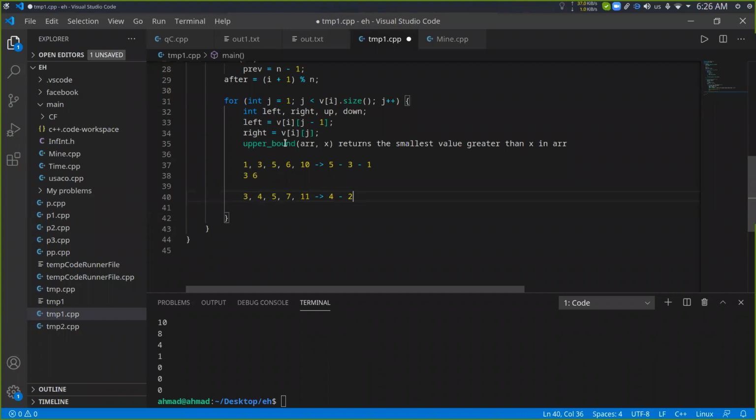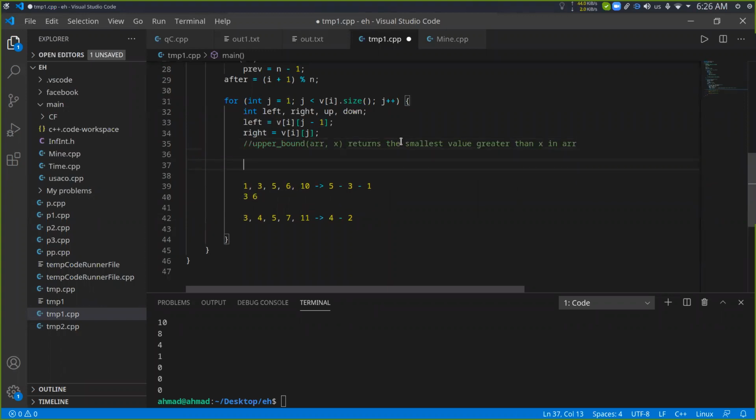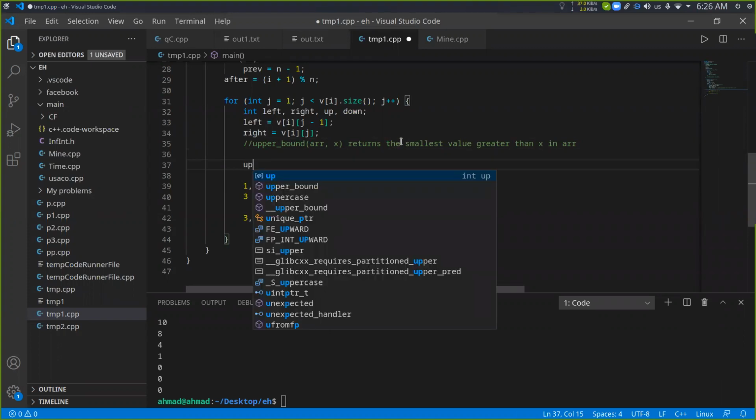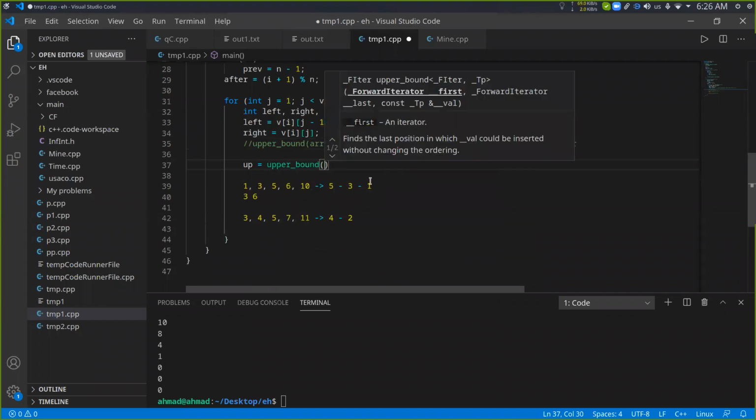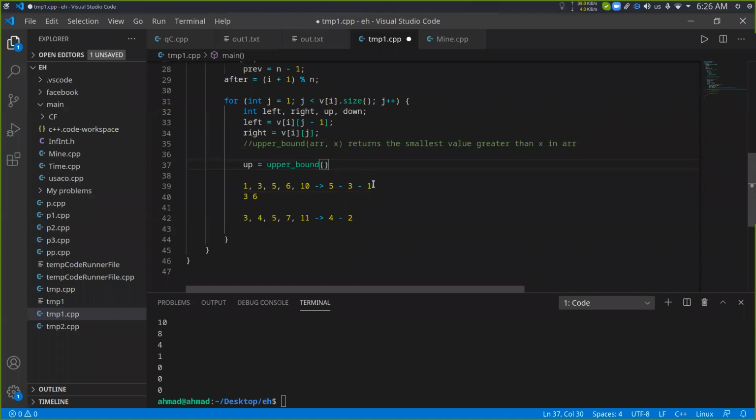So I'm saying that I'm getting the upper bound of right, and then subtracting the upper bound of left. Okay, but here's an extra case we want to handle, and we're going to handle it now. But for now, we will just store the values of the upper bridges and down bridges. Upper will use upper bound. I'm giving an iterator to the first element in the array I'm searching, and an iterator to the last element in the array.